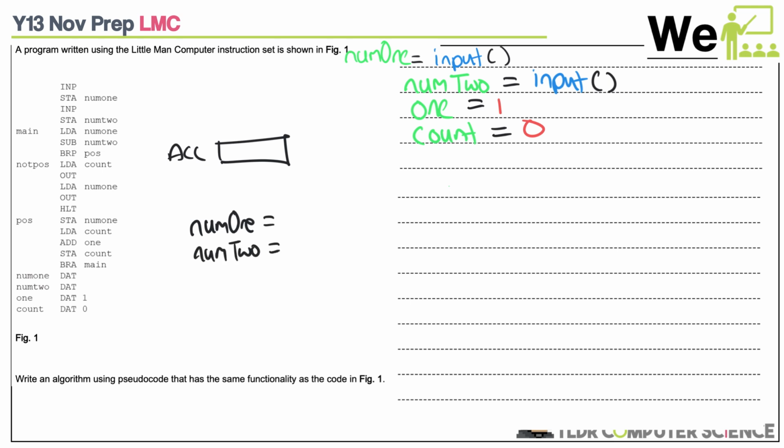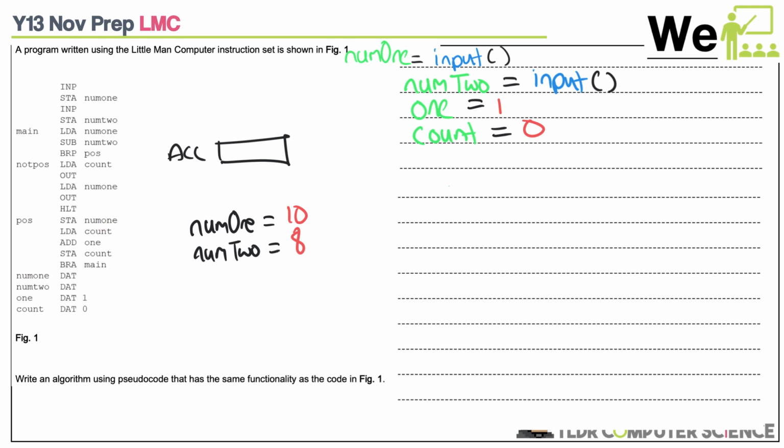So shall we say num1 is 10, num2 is 8. Load number 1, so number 1's going to go into the accumulator, it'll be the value 10, sub number 2 from it, so 10 take away 8 is going to give us 2. Branch if positive. Is that positive? So go here, load number 1. So 10 is going to get loaded in there. Load count. Oh, sorry, store num1.